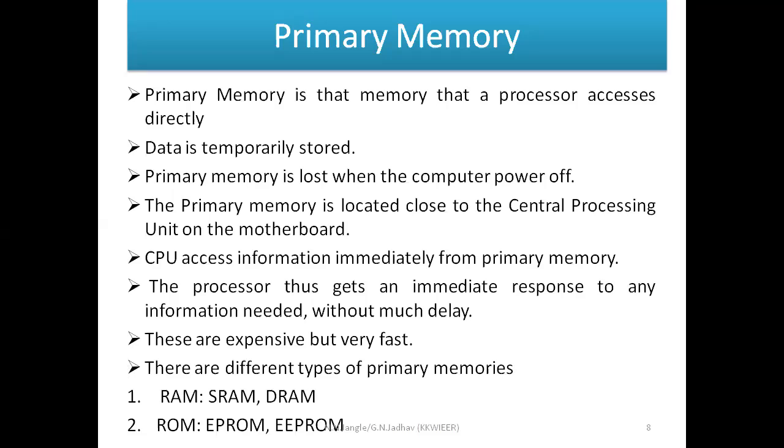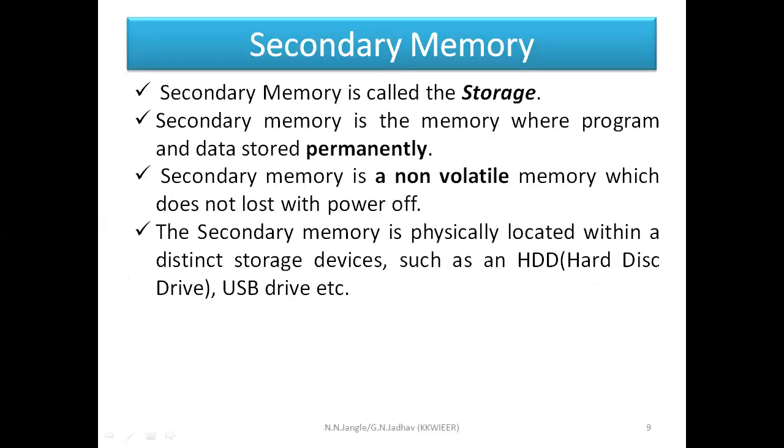There are two types of primary memories: RAM and ROM. Again, RAM is divided in two types, SRAM and DRAM, whereas ROM is divided into PROM, EPROM, and EEPROM. Let us discuss what secondary memory is. Secondary memory is nothing but external memory used to store data, and that's why secondary memory is called storage.